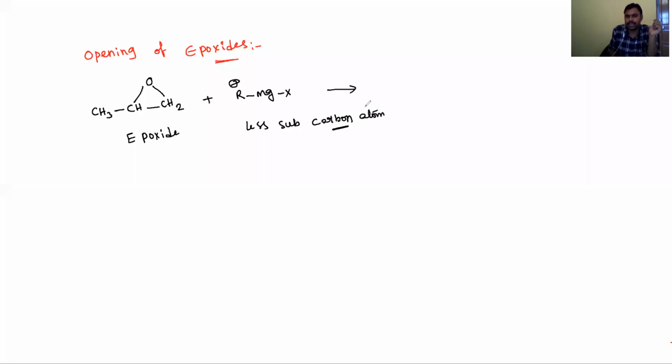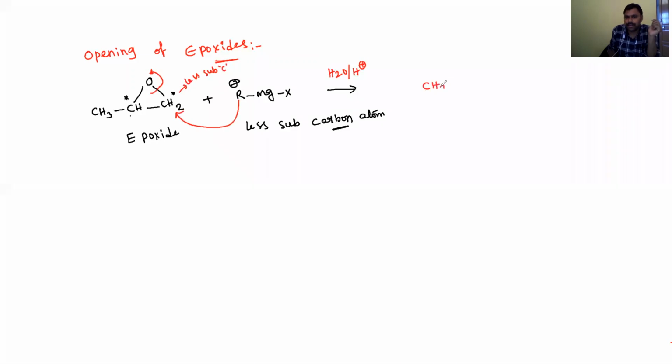Okay, students. Among that, if you think this carbon atom is tri-substituted and that one is disubstituted, which is sterically less substituted? This is the less substituted carbon. That's why the negative charge will attack here, it will break, and further hydrolysis in acidic medium will give the more substituted alcohol.